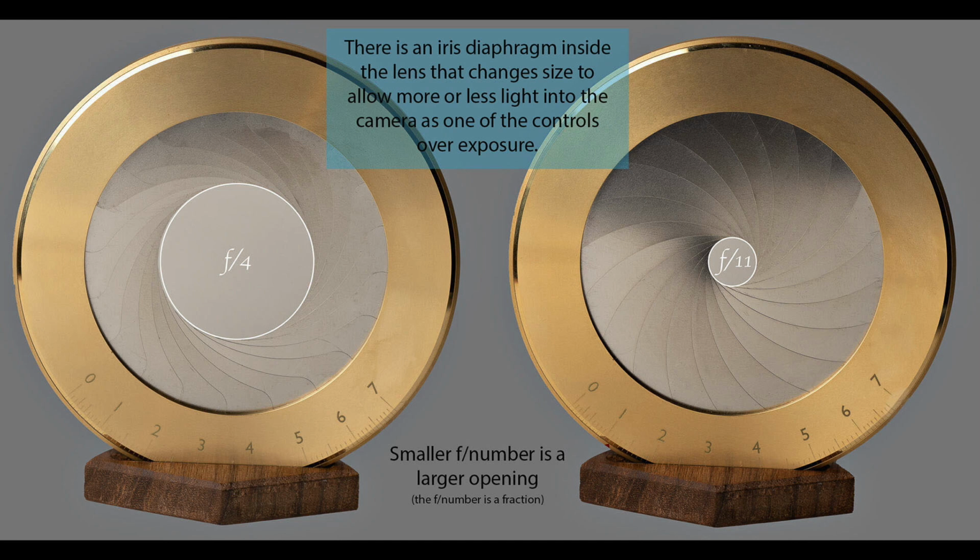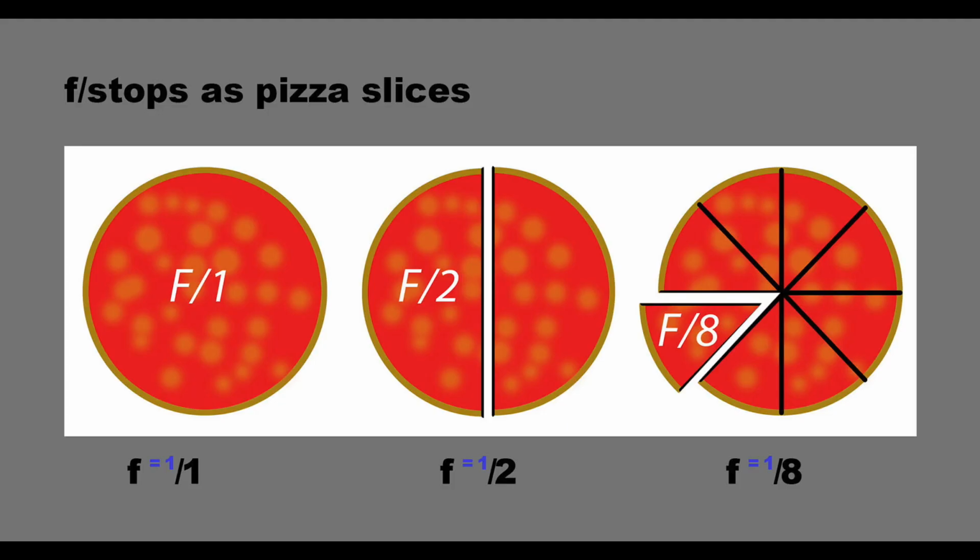You might be wondering why f2 is a large aperture and f11 is a small aperture. This is because the numbers are actually the denominators in a fraction. f2 is 1 over 2, f8 is 1 over 8. Let's visualize this by using my pizza analogy. f2 is like one of the slices if you cut a pizza into two large slices. f8 is a slice of the pizza when it's cut into 8 slices, or 1/8 of a pizza. It's much smaller than 1/2 of the pizza.